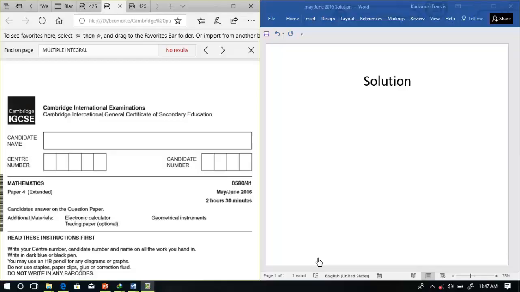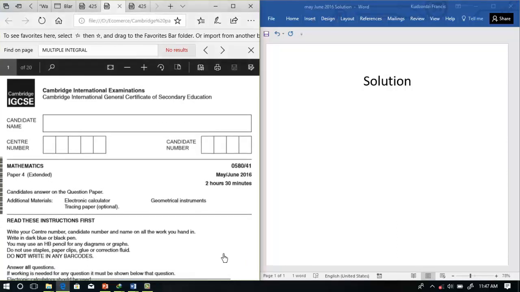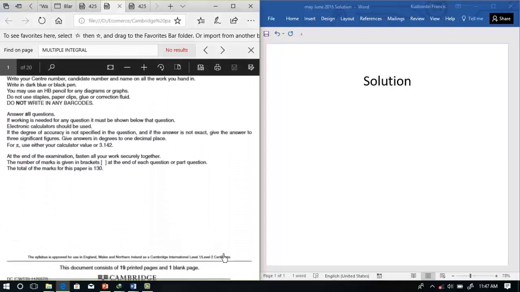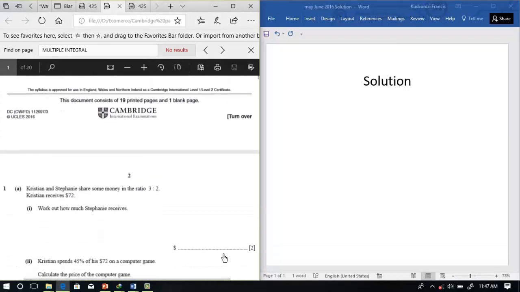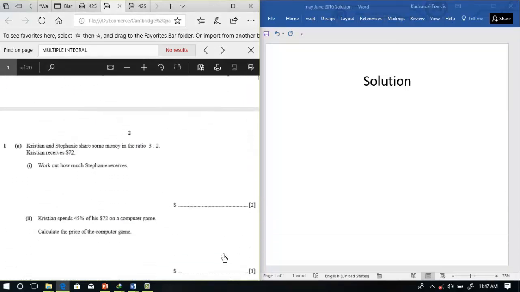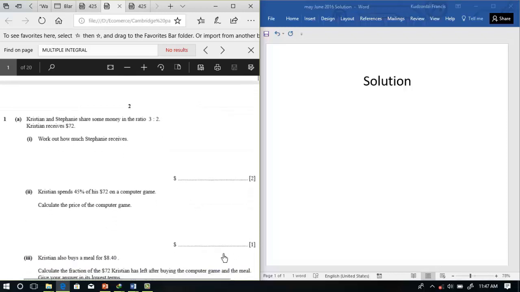They are solving May, June 2016, Cambridge International General Certificate of Secondary Education. This is paper 4, question 1.